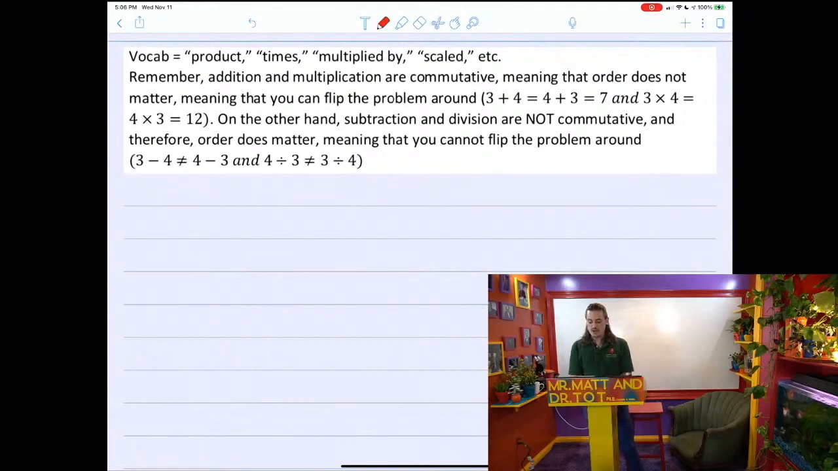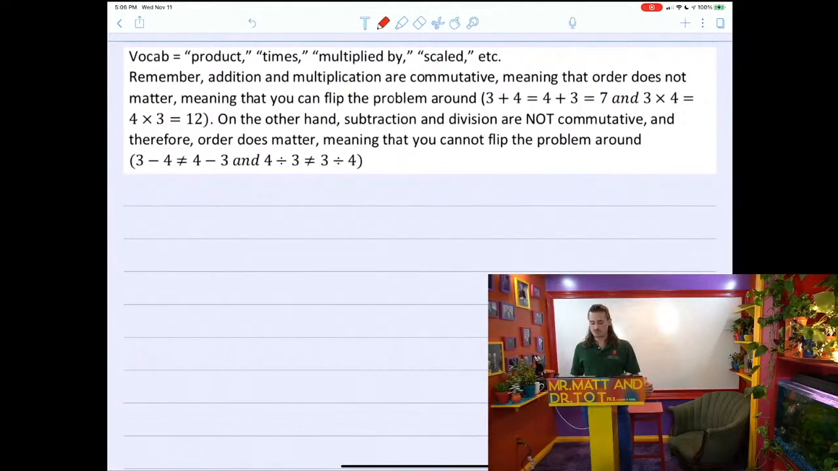On the other hand, subtraction and division are not commutative, and therefore order does matter, meaning that you cannot flip the problem around. Notice that 3 minus 4 is not the same thing as 4 minus 3. 3 minus 4 is negative 1, 4 minus 3 is positive 1. Those are two different results.